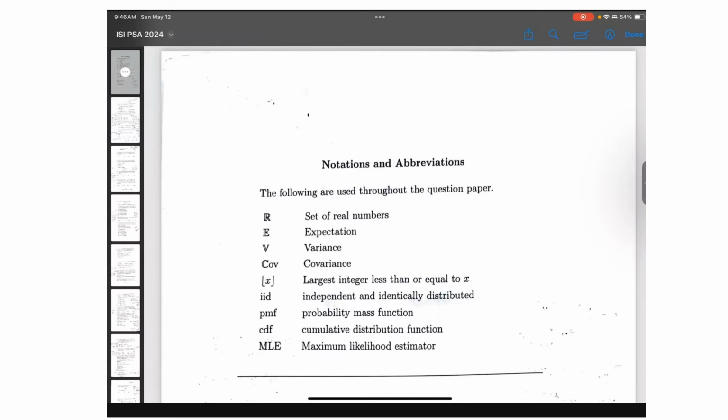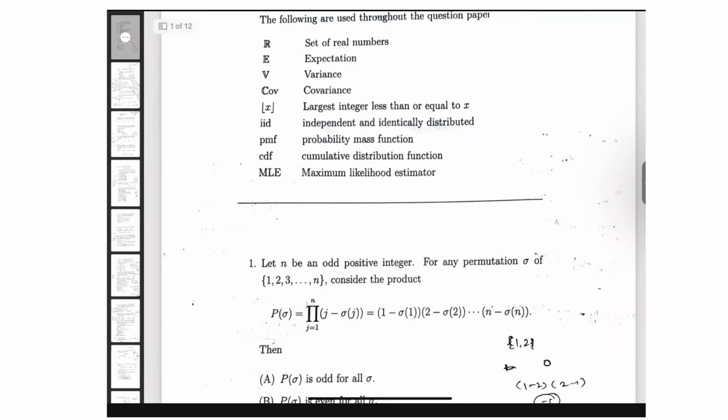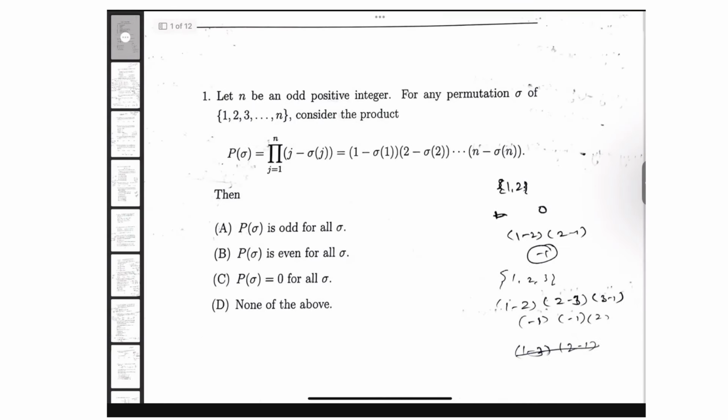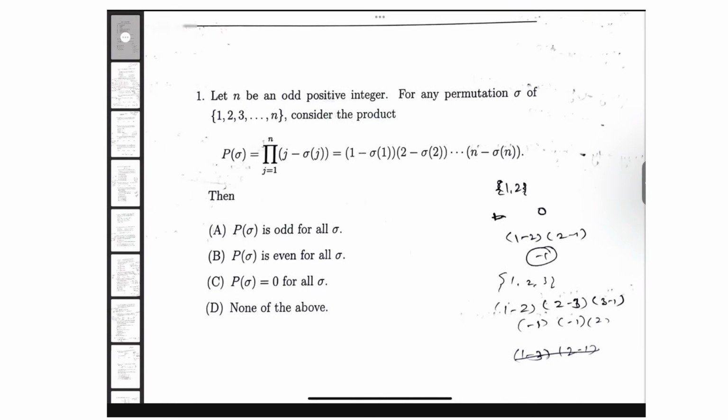So this is a paper of ISI M.Stat. We will discuss a few initial problems, and we'll see what we can do with ChatGPT to make it understand, and how it can help you. It's asked that n is an odd positive integer. While solving, we will understand how we are thinking, because only if we understand how you are thinking will we be able to teach an AI to help you or do similar things for you, right?